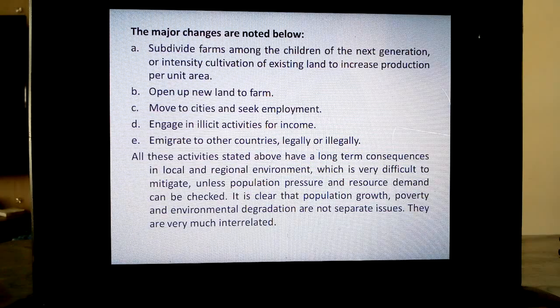All these activities stated above have long-term consequences on the local and regional environment, which is very difficult to mitigate unless population pressure and resource demand can be checked. It is clear that population growth, poverty and environmental degradation are not separate issues. They are very much interrelated. They have a link between each other.